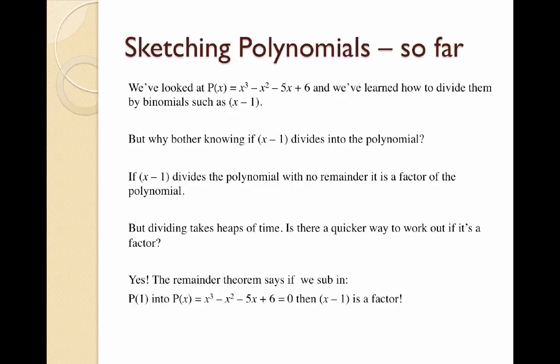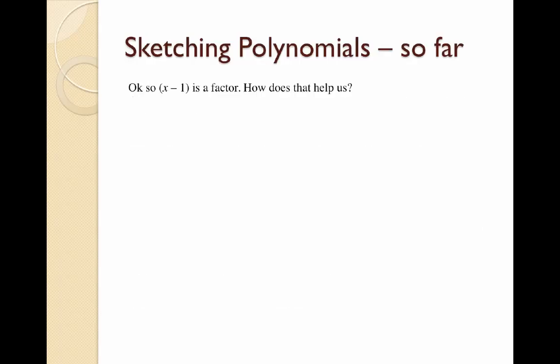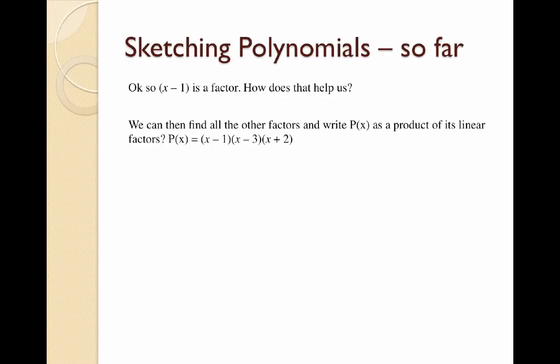And if we sub in p of 1 into my polynomial and get an answer of 0, that means that x minus 1 is a factor. Why does that help us out? Well, I'm glad you didn't ask. Because we can find all the other factors and write p of x as a product of its linear factors once we know what one of the factors is, in this case, x minus 1.